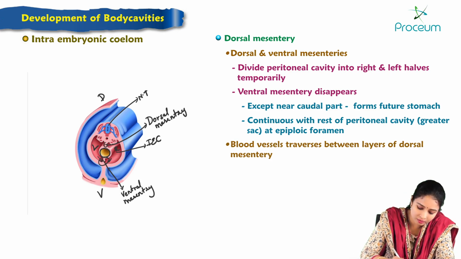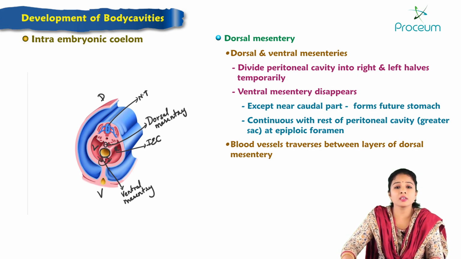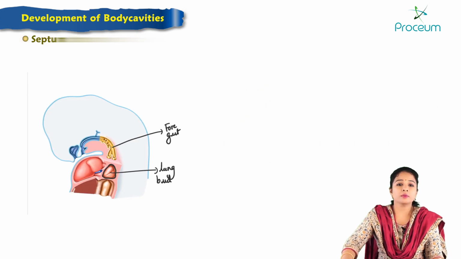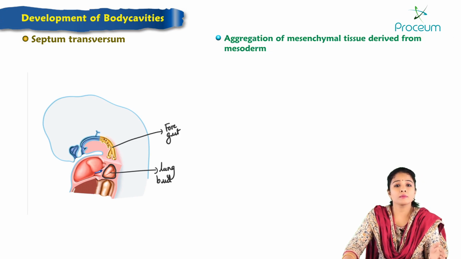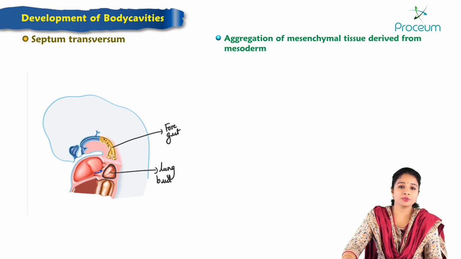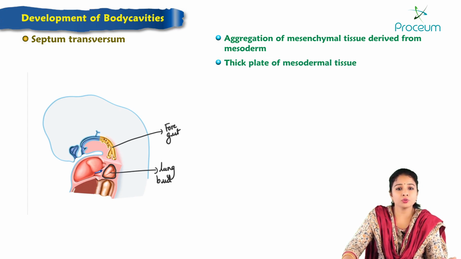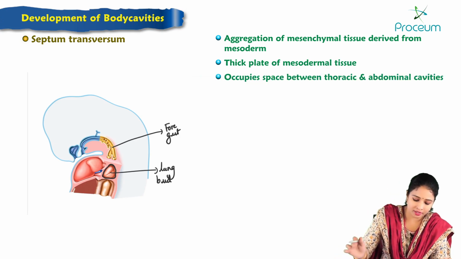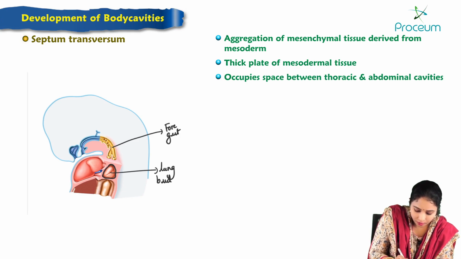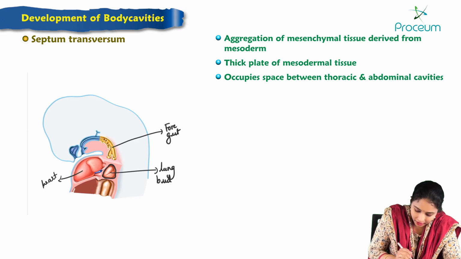So here is the dorsal mesentery where we see the blood vessels traverse through this. Not only the blood vessels, even the nerves also travel through this dorsal mesentery. Septum transversum. Septum transversum is the aggregation of mesenchymal tissue derived from the mesoderm. It is a thick plate of mesodermal tissue that occupies the space between the thoracic and abdominal cavities. So here is the thoracic cavity where we can see the developing heart and lung buds.